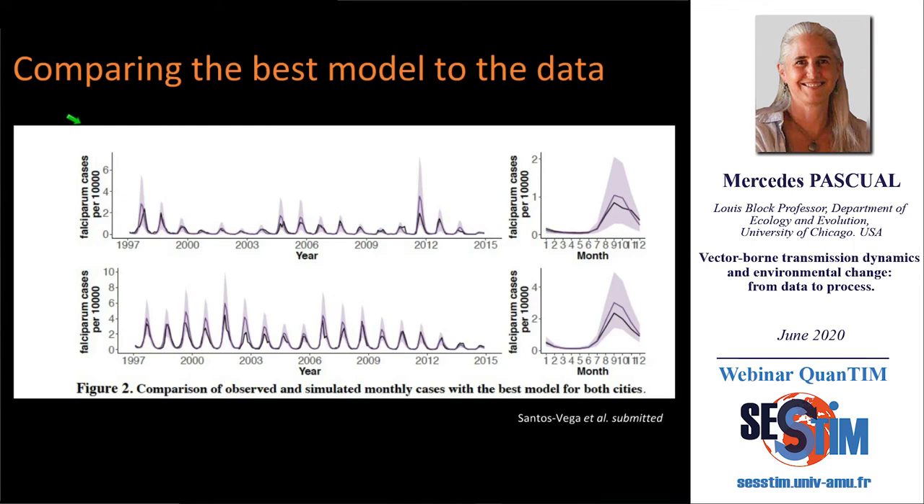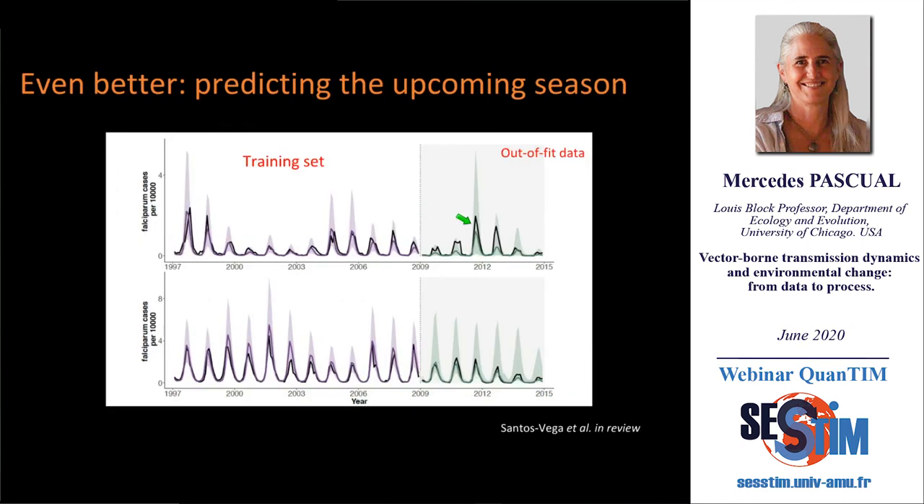Again, here I'm comparing the data in black to the simulated best model obtained with the maximum likelihood estimates. The median is in purple, and the quantiles, here I think the 5 to 95 quantiles, are shown in this shape. But what you can see for both cities is that we capture the interannual variation very nicely with humidity.